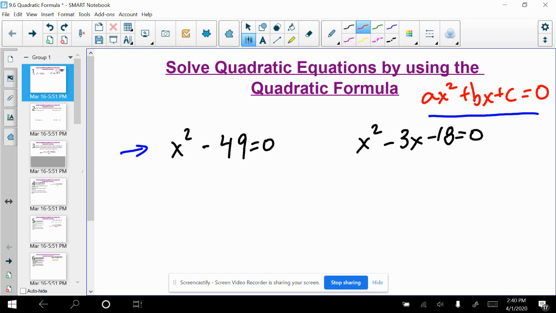What you guys can do is just isolate the x squared. So you would add 49 to both sides, giving you x squared is equal to 49. And once you have x squared by itself, you take the square root of both sides. Anytime you take the square root of both sides, that creates a plus or minus. You'll notice that the square and the square root cancel, but then we'd have the square root of 49, which is 7. So your two answers here are 7 and negative 7.